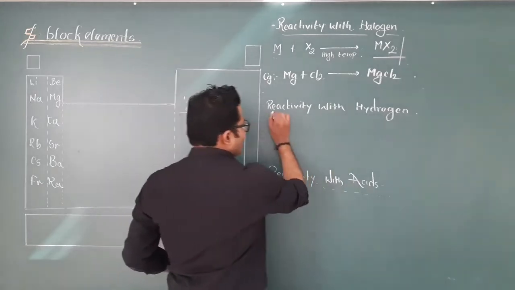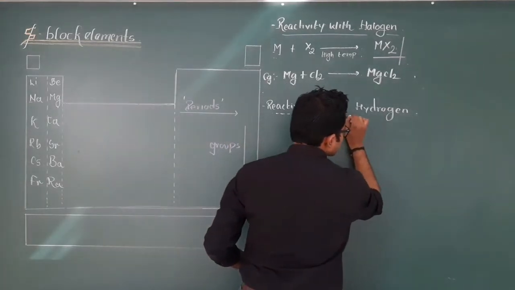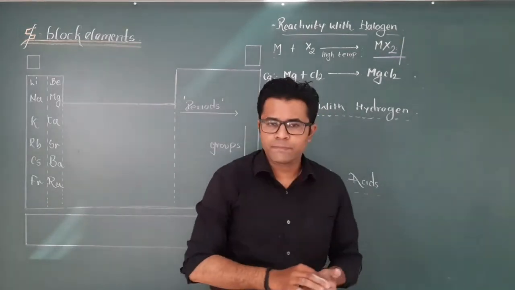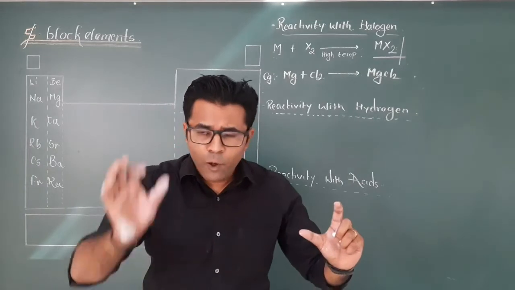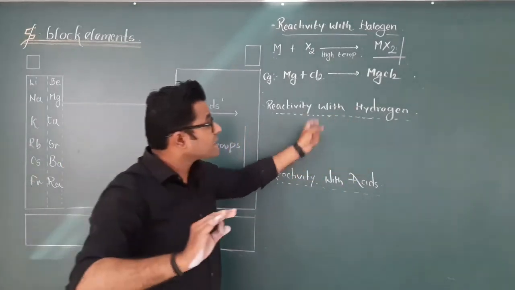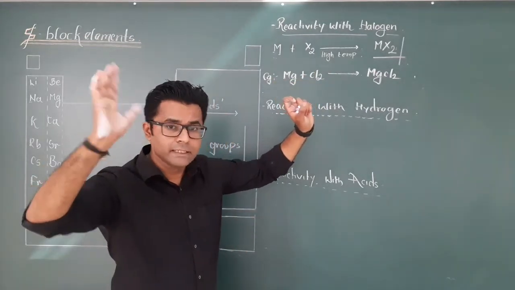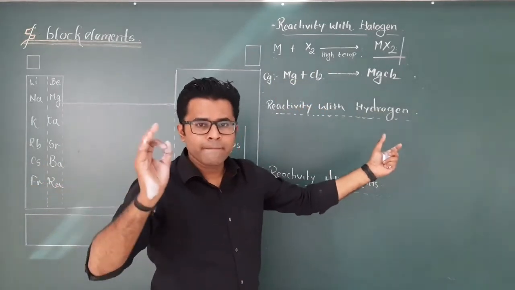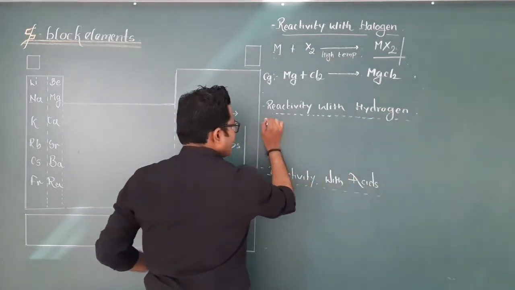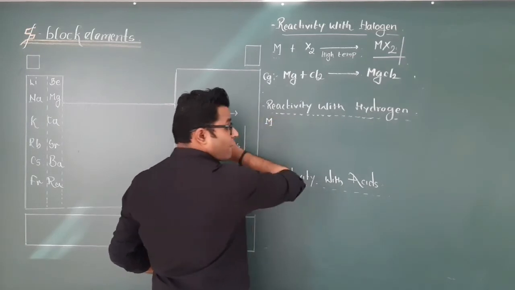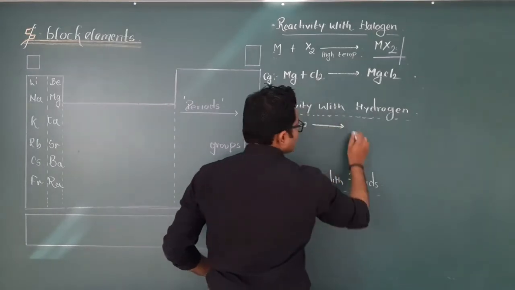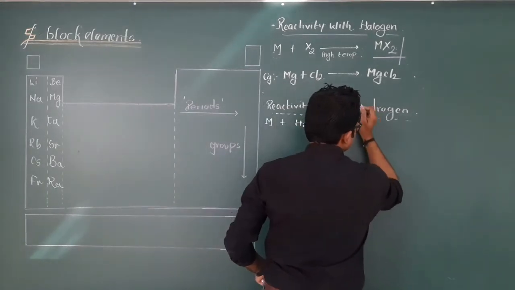Now moving further with respect to the reactions with hydrogen. Remember, except for beryllium, all other alkaline earth metals tend to react with hydrogen, again at elevated temperatures, in order to form metal hydrides. So, except for beryllium, these metals will react with hydrogen in order to form MH2.